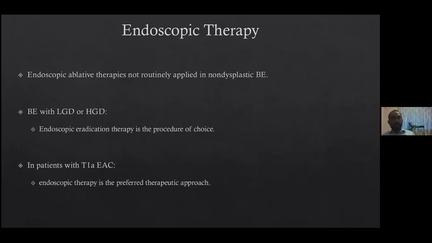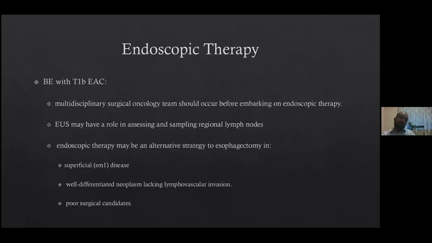Another important point in T1b: a multidisciplinary surgical oncology team discussion should occur before embarking on endoscopic therapy. EUS may have a role in assessing and sampling regional lymph nodes, but not in treatment. Endoscopic therapy may be an alternative strategy to esophagectomy in specific cases: superficial T1b SM1, which is superficial in the submucosal layer, or well-differentiated neoplasm lacking lymphovascular invasion, or both, or if the patient is not a surgical candidate.